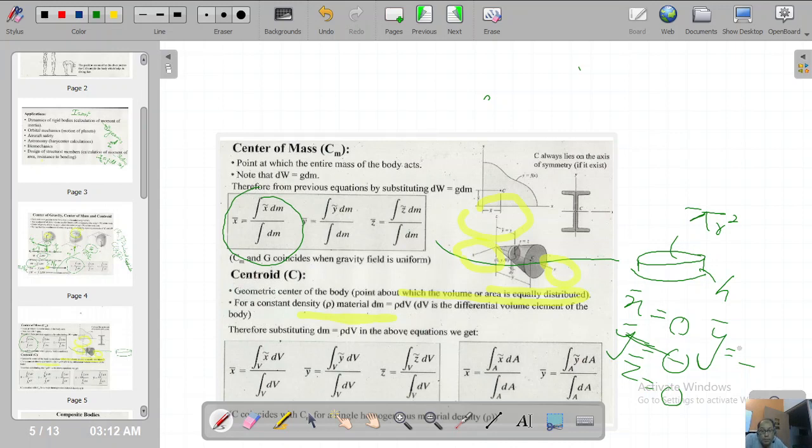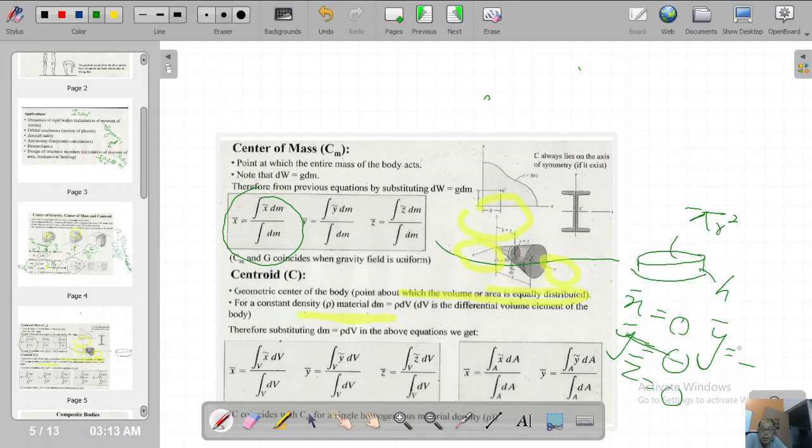It will be 0, but the y bar of this will vary along the y axis, which we will do in the numericals coming ahead: how to calculate the centroid of a three-dimensional, 3D element, 3D structures, and a cone is considered as a 3D structure.